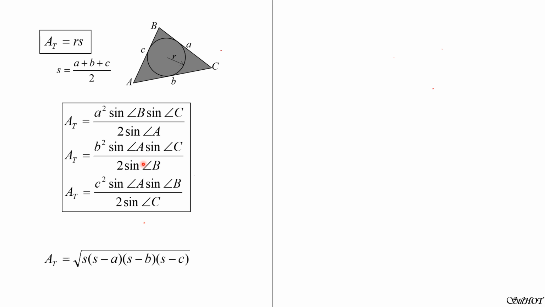Any side squared times the product of the sines of the angles adjacent to that side. So adjacent to B would be angle A and angle C. So B squared sine angle A sine angle C divided by 2, then times the sine of the angle opposite to that side. Which angle is opposite to side B? Angle B. Take note that sine of angle B is also sine of quantity 180 degrees minus quantity angle A plus angle C.